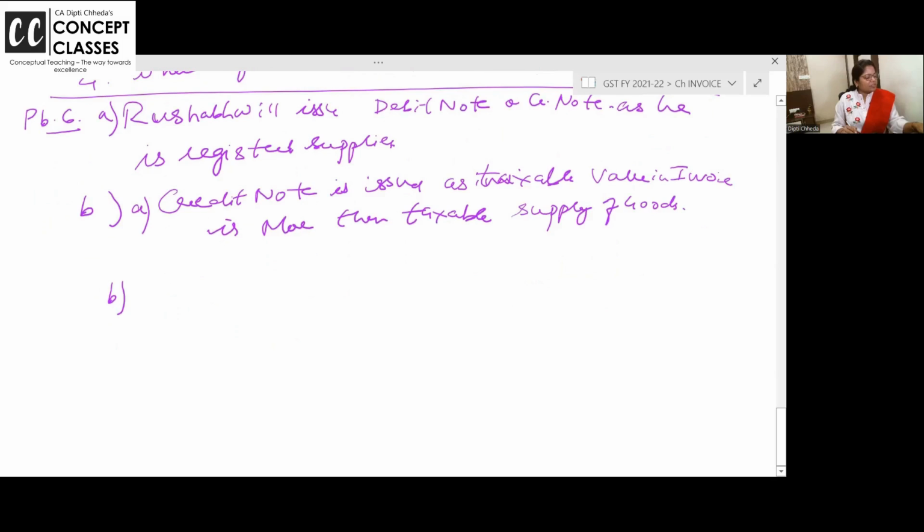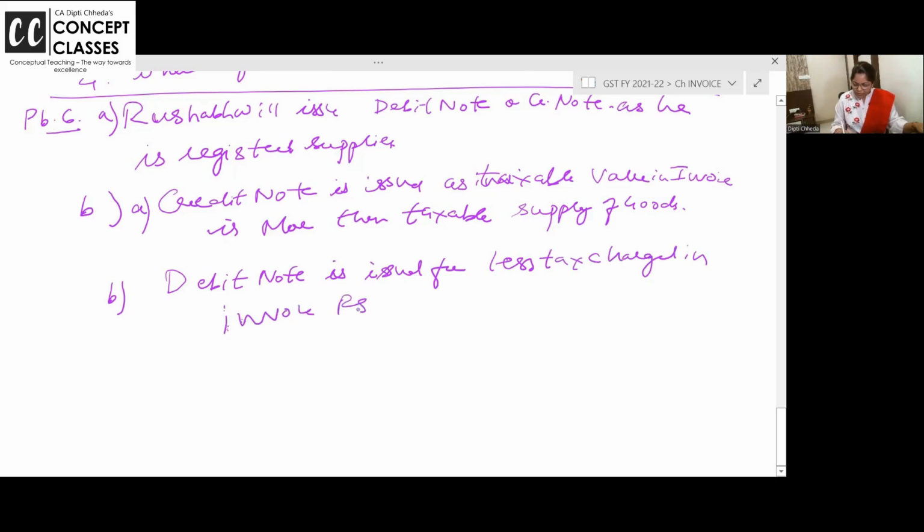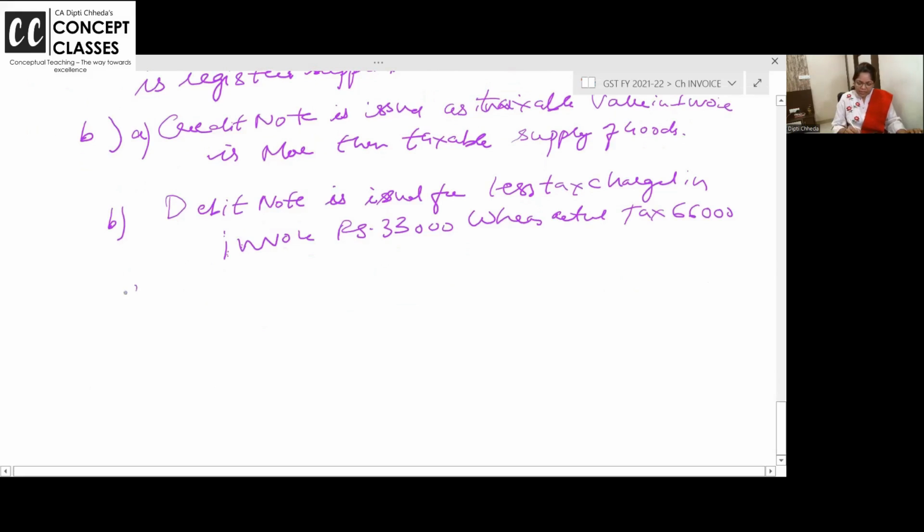Debit note is required to be issued for less tax charged. Debit note is issued for less tax charged in invoice. In invoice, you have charged 33,000, whereas actual tax is 66,000. So debit karo. Debit note is to be issued for less tax charged in invoice 33, whereas actual tax is 66.